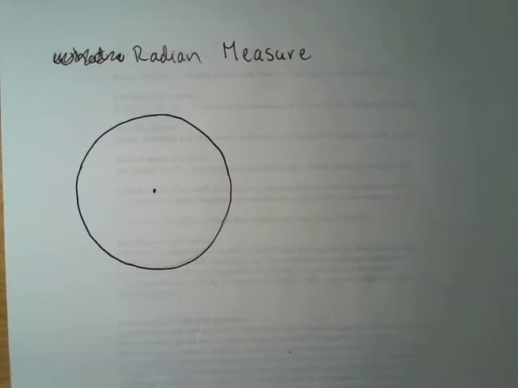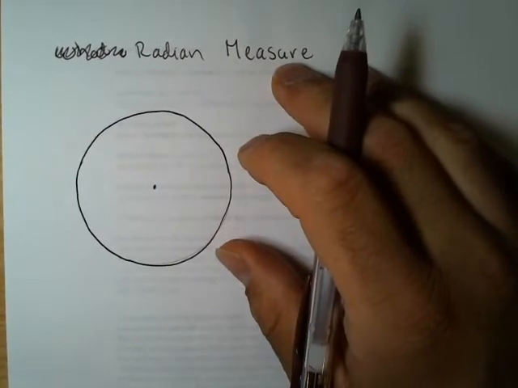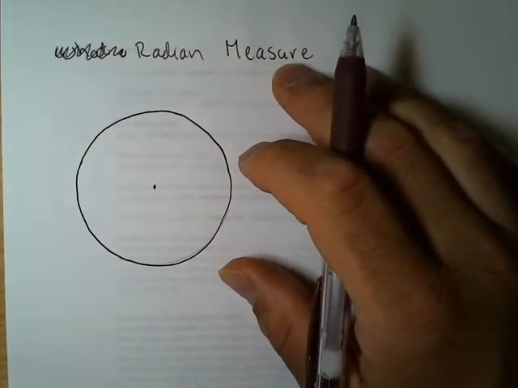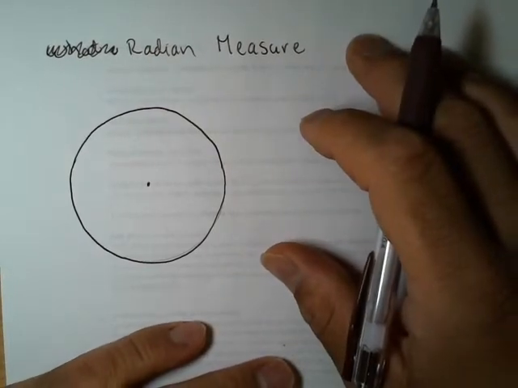Okay, so we're going to discuss in this video radian measure, another way to measure angles besides degrees. Now you may be thinking, I know what degrees are. I've worked with degrees extensively. Why do I need to use this other measure?